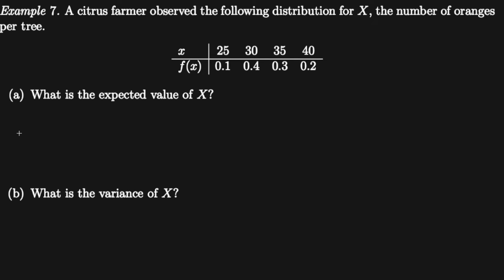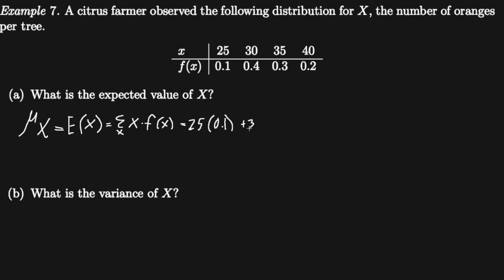We can first start with A, where we have mu of x is equal to the expected value of x, which is also equal to the summation of x times f of x. So now we can write this as our x value is 25 times f of x, which is 25 times 0.1 plus 30 times 0.4 plus 35 times 0.3 plus 40 times 0.2. So now we can plug this into a calculator, which gives us 33.